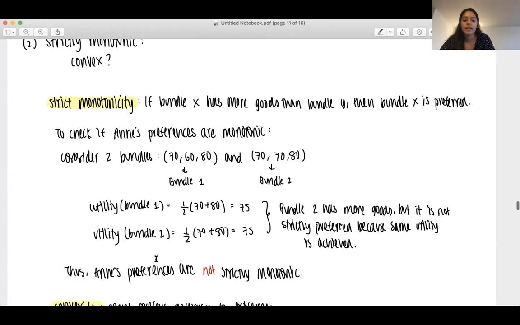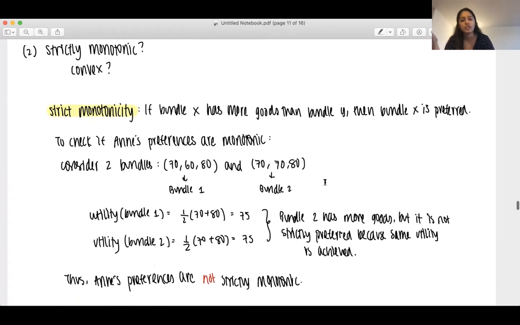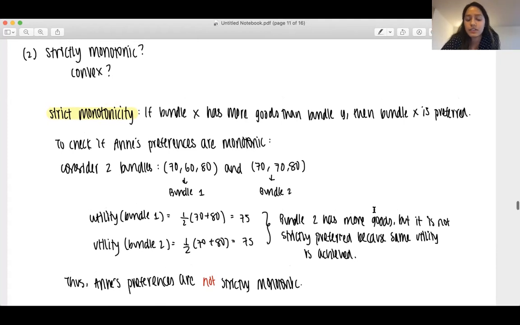So this is why Anne's preferences are not strictly monotonic, because even though she has more goods, or in this case a higher exam score, it doesn't give her more utility. Does this make sense to everyone?